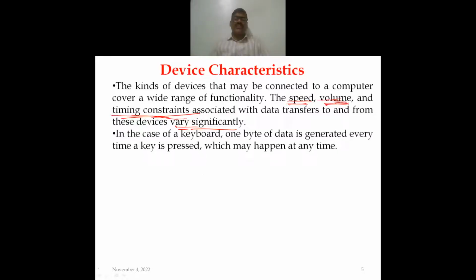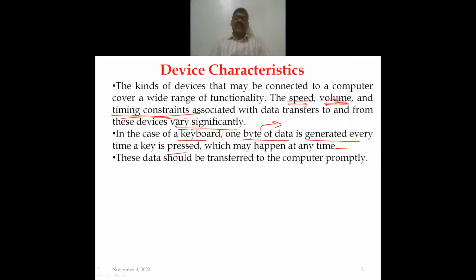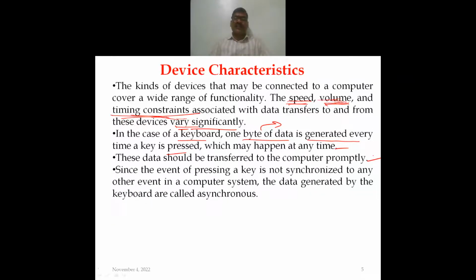In the case of a keyboard, for example, we are transmitting 1 byte of data because we are pressing a key. One key is stored in 8 bits of information, and 8 bits is called a byte. So 1 byte is generated when you press a key, which may happen at any time. That data should be transferred to the computer promptly, at whatever time you press the key.